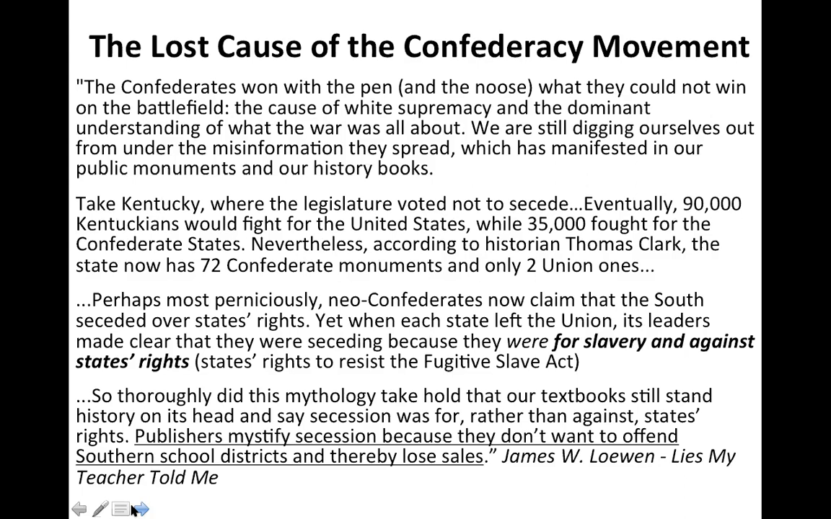Perhaps most perniciously, neo-Confederates now claim that the South seceded over states' rights, yet when each state left the Union, its leaders made clear that they were seceding because they were for slavery and against states' rights to resist the Fugitive Slave Act. We'll talk more about that in a second. So thoroughly did this mythology take hold that our textbooks still stand history on its head and say secession was for rather than against states' rights. Publishers mystify secession because they don't want to offend Southern school districts and thereby lose sales.